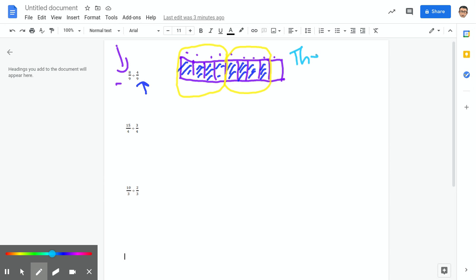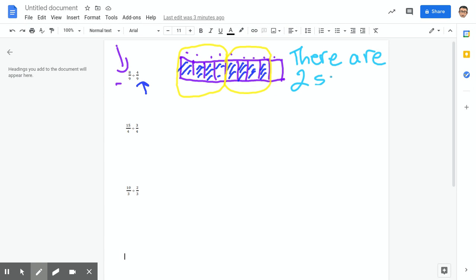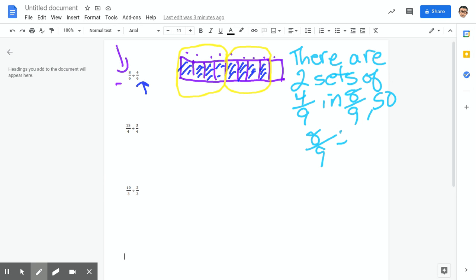I apologize for my sloppy writing. There are 2 sets of 4/9 in 8/9. So 8/9 divided by 4/9 is indeed equal to 2, because that's how many circles we have. So there we go. Nothing left over, so not too tricky there.